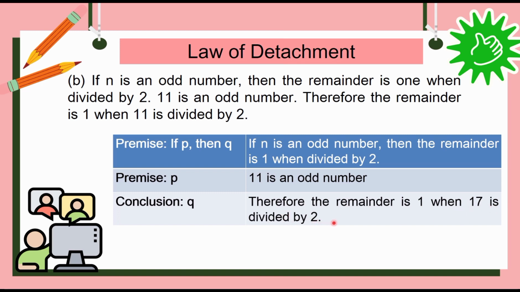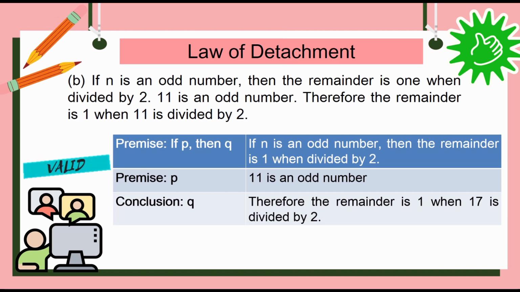Okay, so let us analyze. P then Q: if N is an odd number, then the remainder is 1 when divided by 2. That is correct. And then for our hypothesis, 11 is an odd number. Correct also. Our conclusion, therefore, the remainder is 1 when 11 is divided by 2. That is also correct. Therefore, the arguments are all valid.